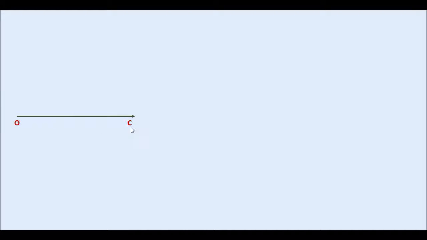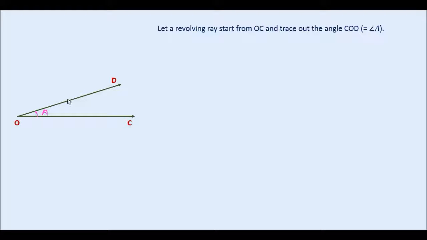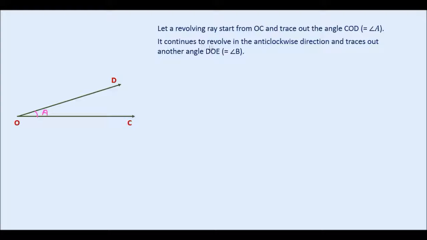OC is a ray. Let a revolving ray start from OC and trace out the angle COD, which is equal to angle A. Now, let us assume that there is another ray lying on top of this ray OC, which is starting its revolution in the anti-clockwise direction. So this is the present position of the revolving ray and this angle COD is equal to angle A. Now this revolving ray continues to revolve in the anti-clockwise direction and traces out another angle DOE, which is equal to angle B.